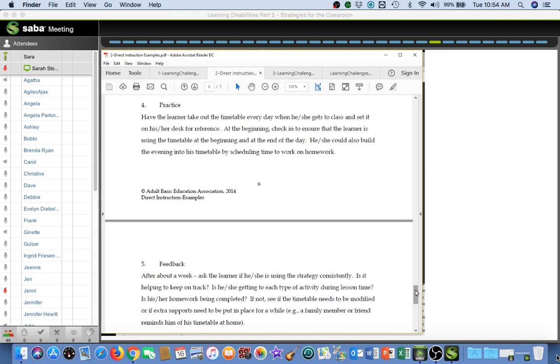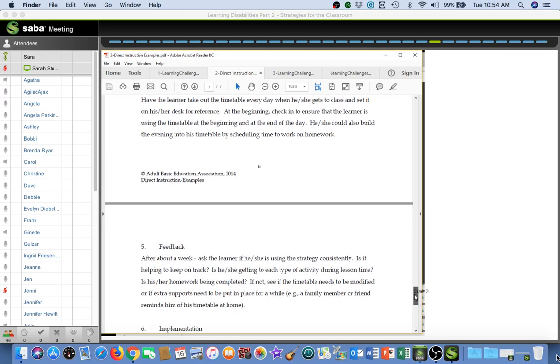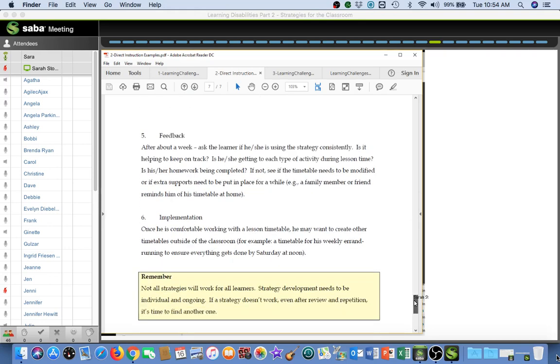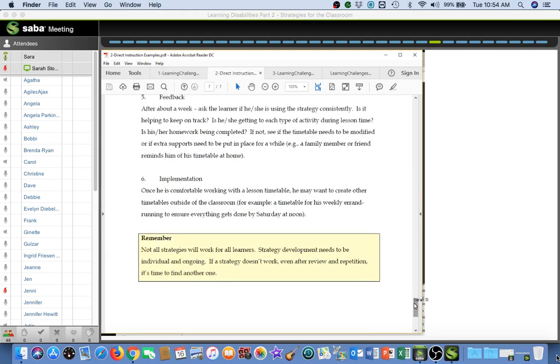And they could also build that into the evening timetable as well, scheduling time to do homework or scheduling it around other personal activities that they have going on. After about a week or whatever seems appropriate, you want to check in. Are they using it? Is it helping them keep on track? Because if the strategy isn't actually working, it's not really effective, why do it? So maybe it needs to be modified, or extra supports need to be put in place. Maybe a family member or friend reminds them of their timetable at home.